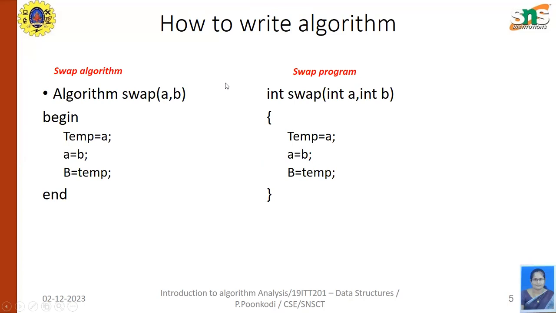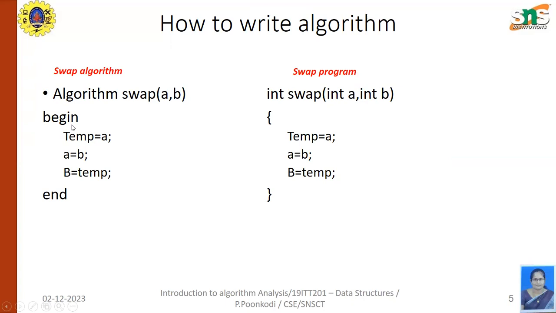The next topic is how to write an algorithm. Before, I gave two things: a swap algorithm and a swap program. While writing an algorithm, we may not know the return type of the particular function we are going to implement, because if I have domain knowledge, I can write an algorithm, but only the program knows which data type I am going to use.